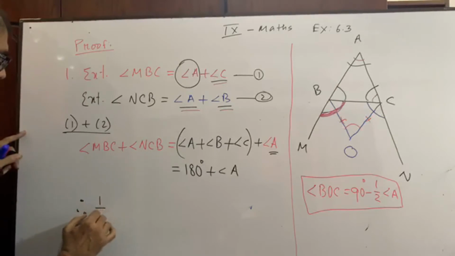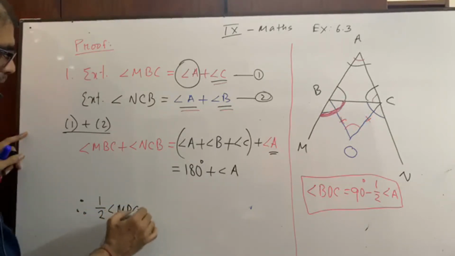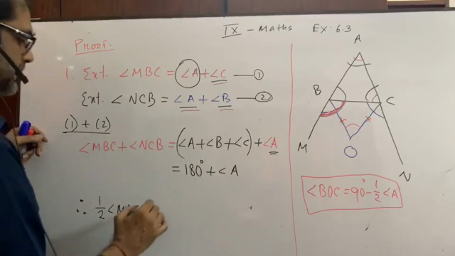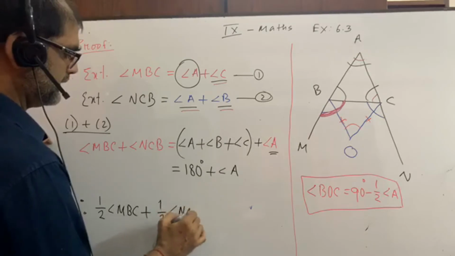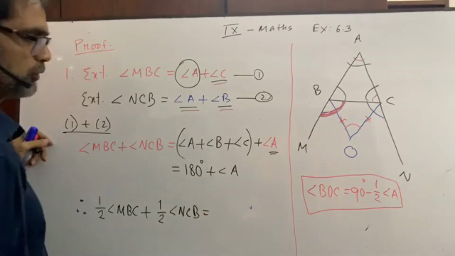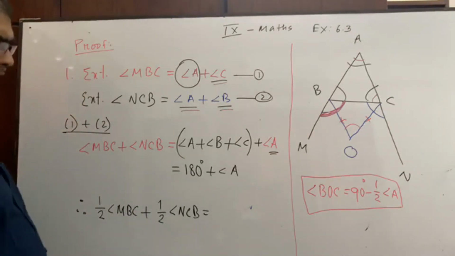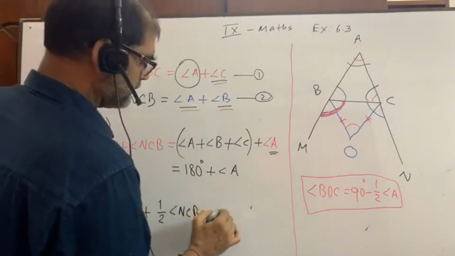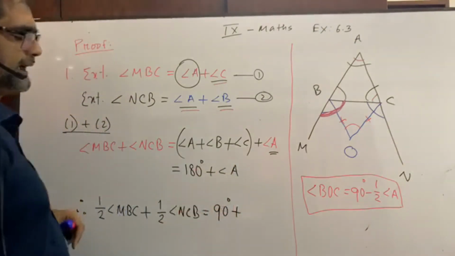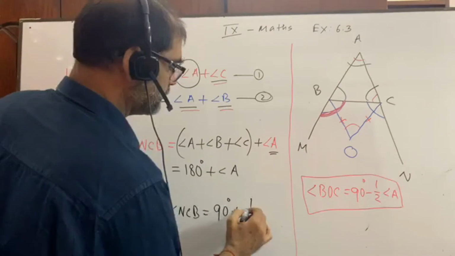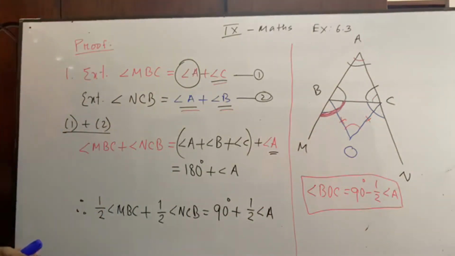That means half of angle MBC plus half of angle NCB is equal to what? You divide 180 by 2 and we will be left with 90 degree, and you divide angle A by 2 and we will be left with half of angle A. Our math is not done yet.